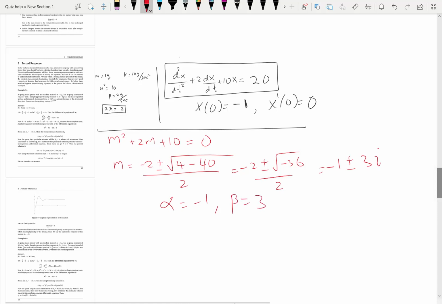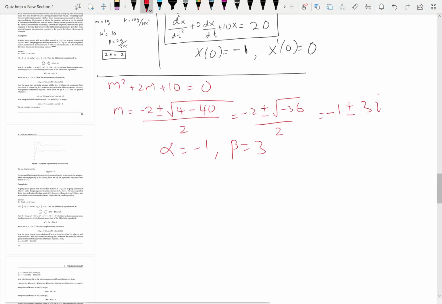So complex roots. Then what we have is the complementary function, not y sub c, x sub c now, because x is the dependent variable. x sub c equals e to the -t, e to the alpha t, times c1 cosine 3t plus c2 sine 3t. So this is the complementary function.